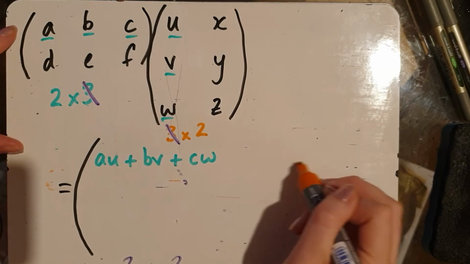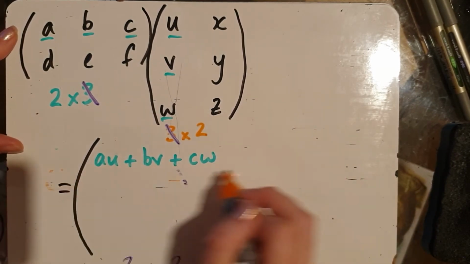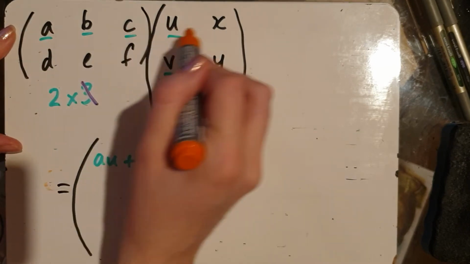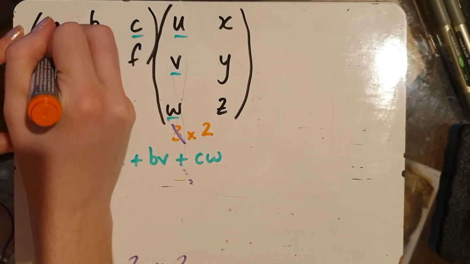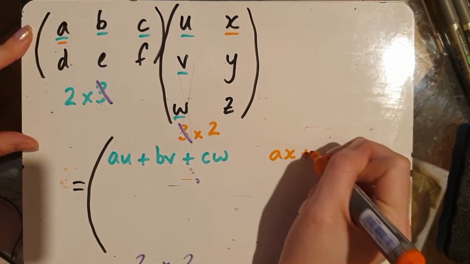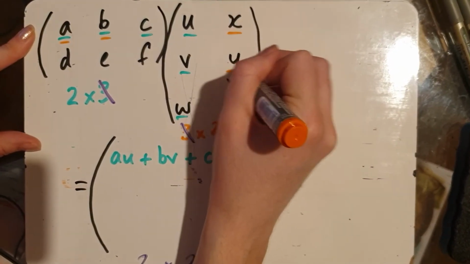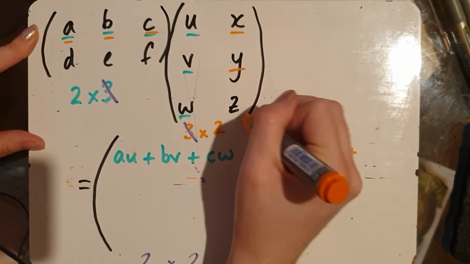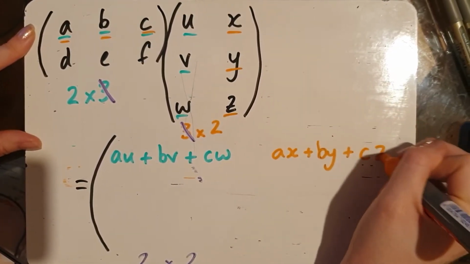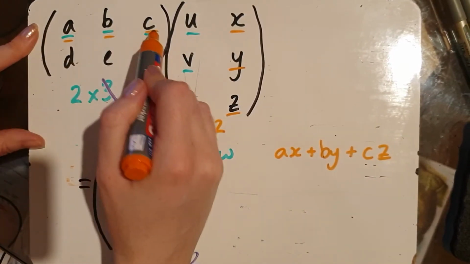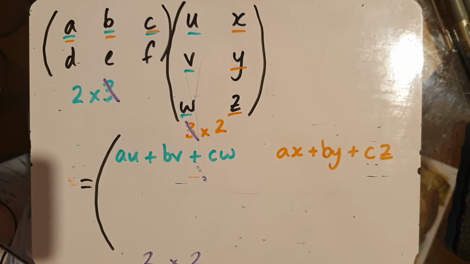For this entry here, this is the first row and the second column, so I'm going to multiply the first row by the second column. So I'm going to do A times X plus B times Y plus C times Z. So that's in the first row and the second column, I've multiplied the first row by the second column.